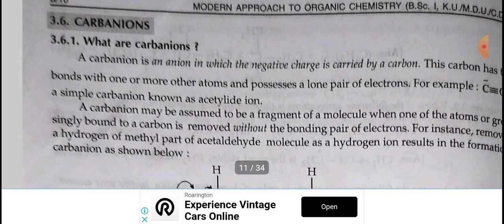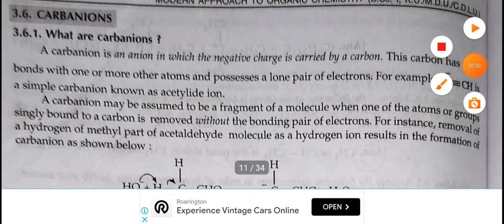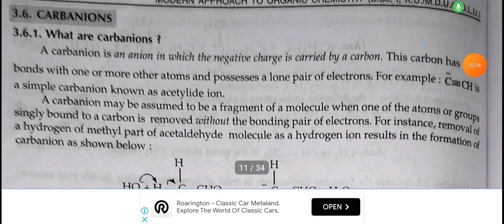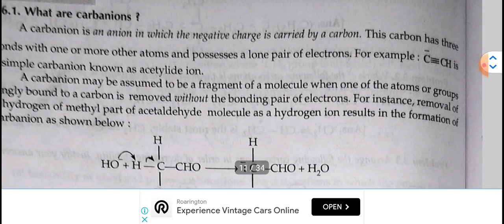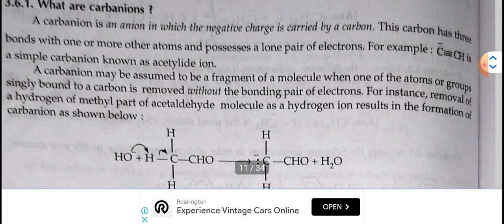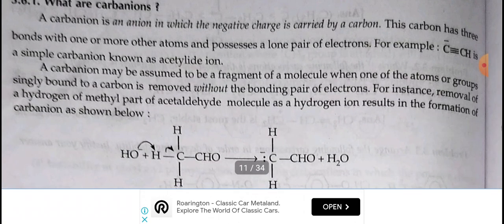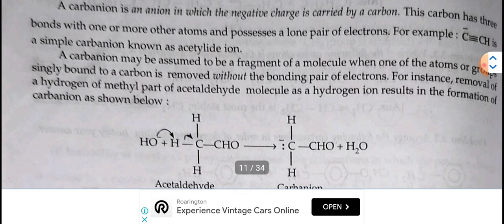Carbanions. What are carbanions? A carbanion is an anion in which the negative charge is carried by a carbon. This carbon has 3 bonds with one or more atoms and possesses a lone pair of electrons. For example, the methyl anion is a simple carbanion, and the acetylide ion is another example.